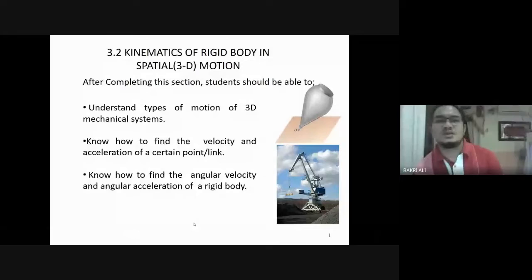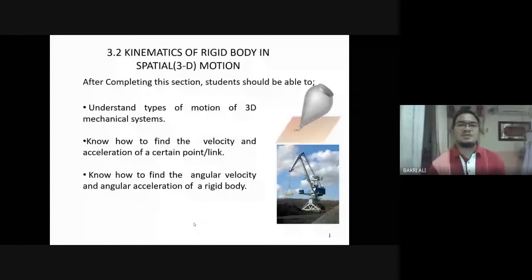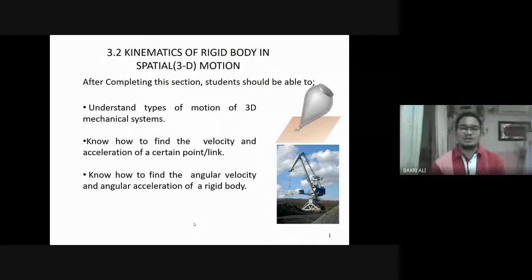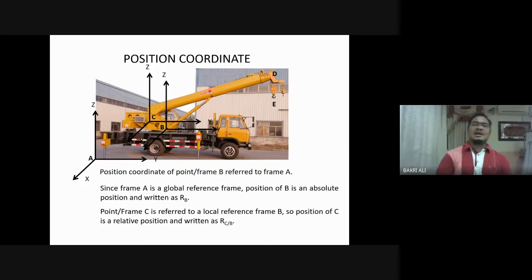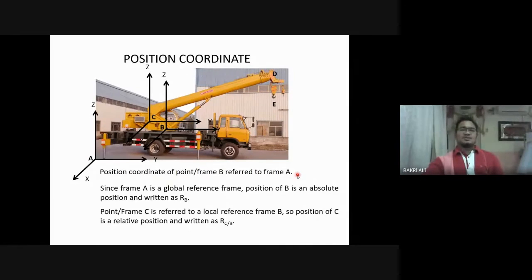So today we start with the second topic in Chapter 3, kinematics of rigid body in spatial motion. When we are analyzing this three-dimensional problem, the first thing you need to do is put the relevant axes on a relevant point. That is the first thing that you need to do. From there we can find the position coordinate of any point when referred to frame A.